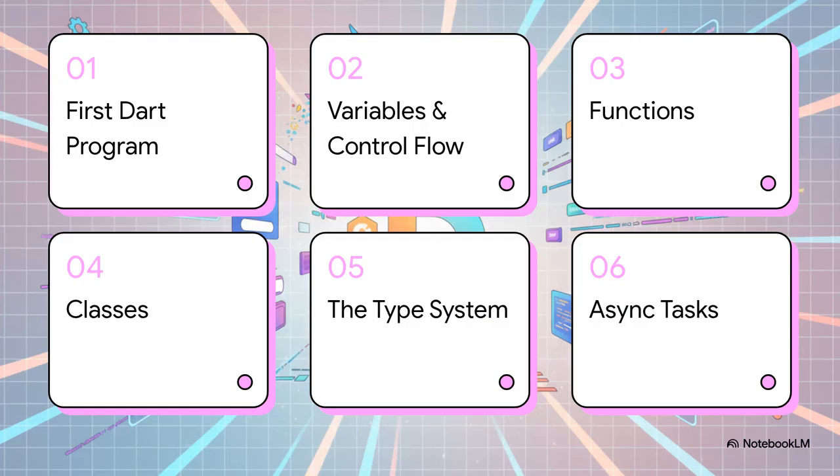Okay, here's the game plan. We're going to start at square one with your very first program. Then we'll get into how to store data and give our app a brain with control flow. After that, we'll see how to keep our code clean with functions and classes, and then we'll wrap up with two of Dart's biggest superpowers, its type system and how it handles tasks that take time.